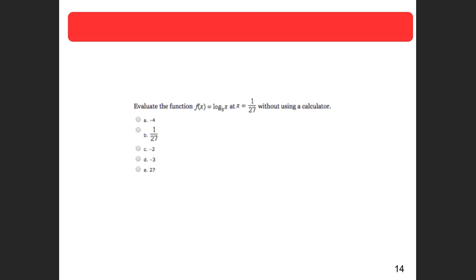Oh, yeah, okay. So part of your assessment this week is going to be to evaluate logarithms without using a calculator. So in this problem, it says evaluate the function f of x equals log base 3 of x when x equals 1 over 27. So basically what they're doing is they're asking you, what is this equal to? And that, you should be able to figure out without using a calculator. What does that equal?